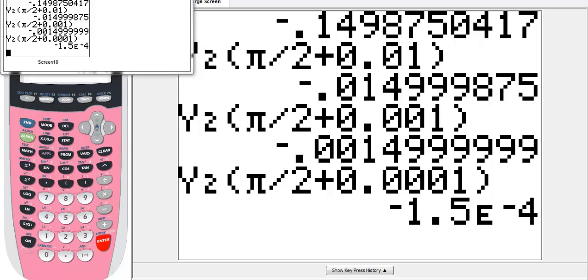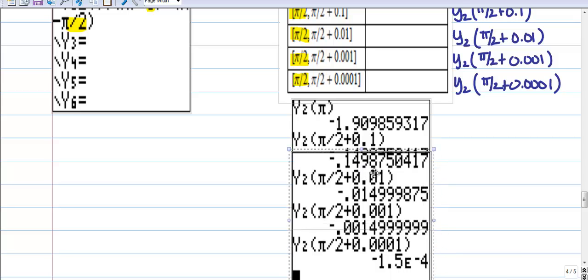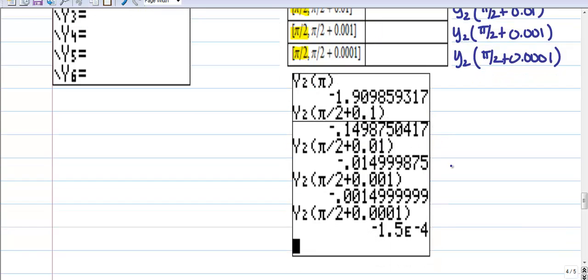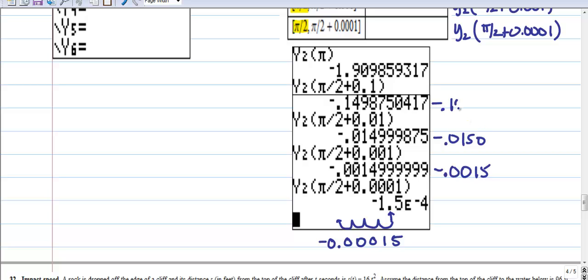One thing about this last little bit of business here is this e negative 4. That means to take this decimal place right here and move it 1, 2, 3, 4 spaces to the left. So it'd be negative 0.00015. And in fact, this one is the same thing if I round it. That'd be 0.0015. This would be negative 0.0150. This would be negative 0.1500 if I'm rounding to 4 decimal places.